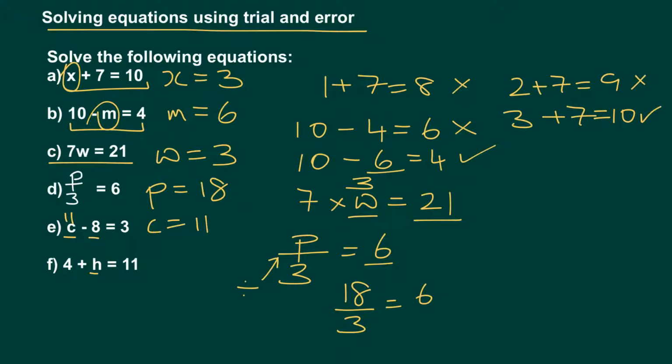Alrighty, so I hope you've had a chance to have a go at this question. Basically, we need to figure out 4 plus what will give us the 11. Pretty straightforward. 4 plus 5 is 9, doesn't work. 4 plus 7 is equal to 11. So h in this case is 7.